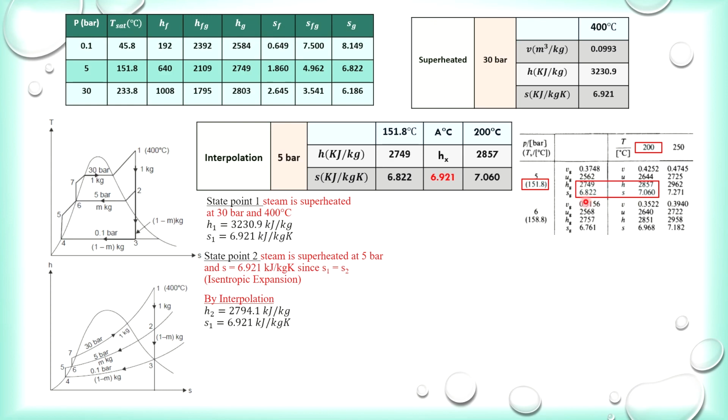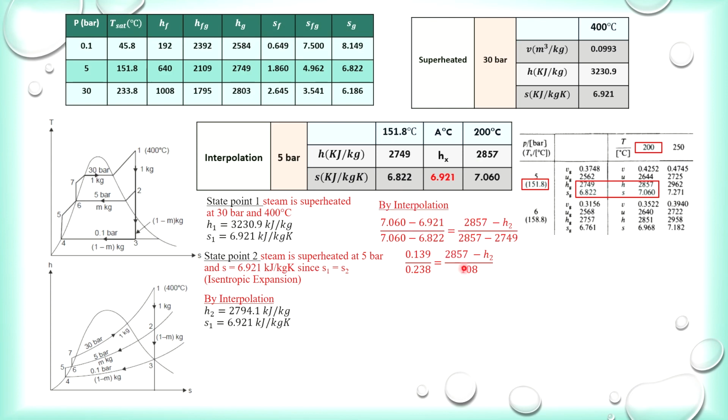So by interpolation, I have written it down in a proper table like this, where you have your 5 bar, and then at temperature 151.8 you have enthalpy 2749. At temperature 200 you have 2857. At the same pressure, the entropy at this temperature is 6.822 and at this temperature is 7.060. So what we have is the entropy of S2, which is equal to S1, 6.921. So with these three values and with these two enthalpies, by interpolation, we will be able to find out this H2 here.